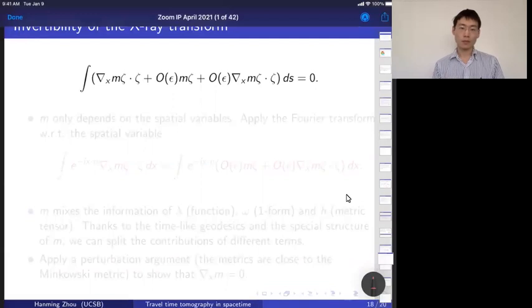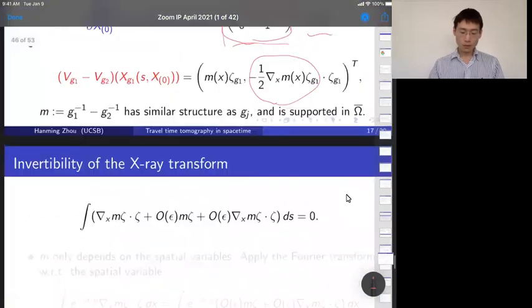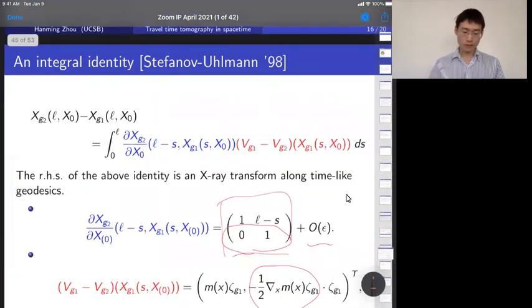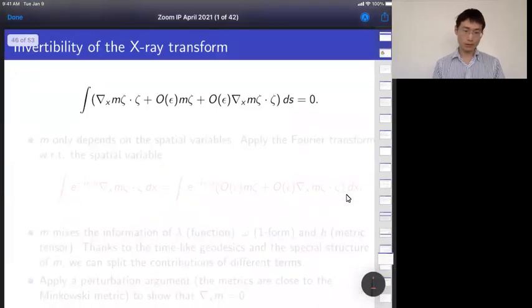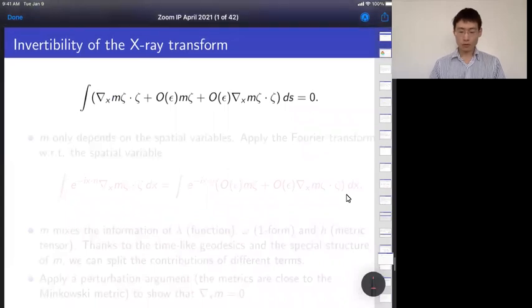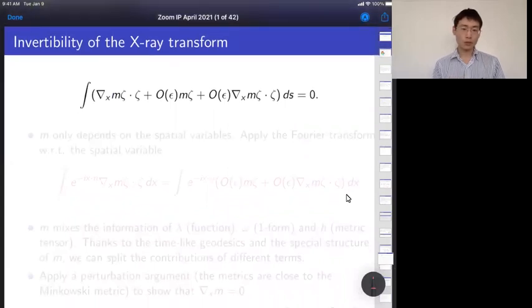Because our boundary distance function is the same, by the lemma they determine the same scattering relation. So in this integral identity, the left-hand side will be 0 if the Lorentzian distance function matches for these two metrics. Then we derive the following integral identity. So now the question is to invert this integral to determine this difference, this m.